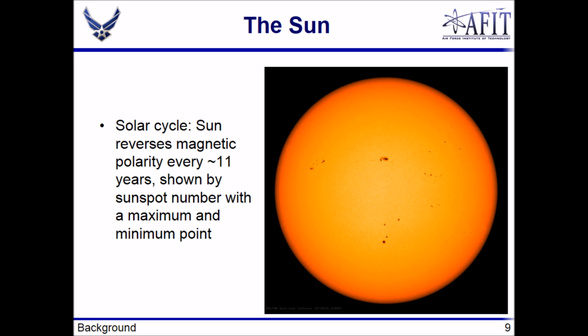And then on slide 9, I want to highlight that the solar cycle is something that I also needed to consider. Every 11 years or so, the sun reverses its magnetic polarity, and we track the solar cycle using the sunspot number, and there's clearly a maximum and minimum point with a period of, like I said, about 11 years.